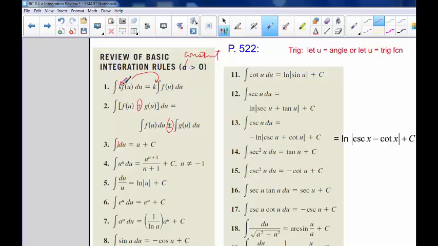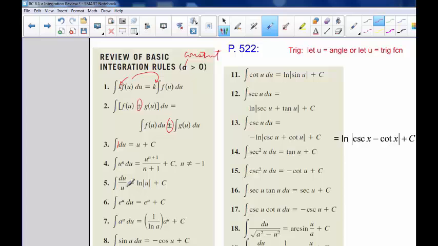The first rule, of course, is that if you have a constant multiplying the rest of your integrand, you can pull out that constant. You can break up a sum or difference in the integrand. The integral of 1 du is u. Don't forget the plus C. This is our power rule.